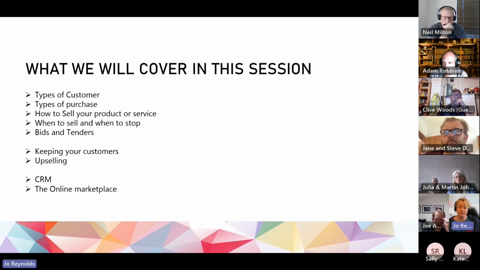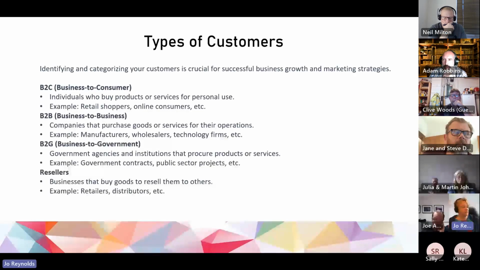Some of this we will skirt through because some of it we've just covered in content as well. Because as you probably guessed by now, there's a very big overlap between every single session because your business is like a globe. It's not a linear line. So we'll start with types of customers.